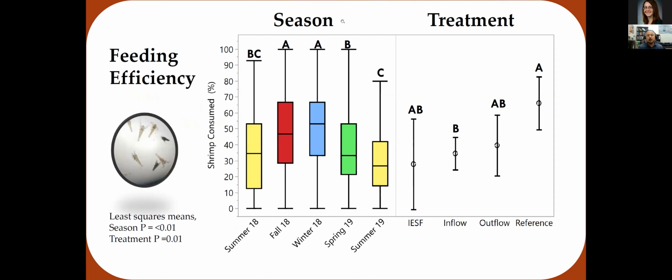Looking at the effect of season and treatment, different seasons show a slightly different pattern of feeding efficiency, but it was not highly correlated with survival. For treatment, you can see the iron enhanced sand filter, inflow and outflow. Those three are not significantly different. So the different treatments on the stormwater retention pond did not affect feeding efficiency.